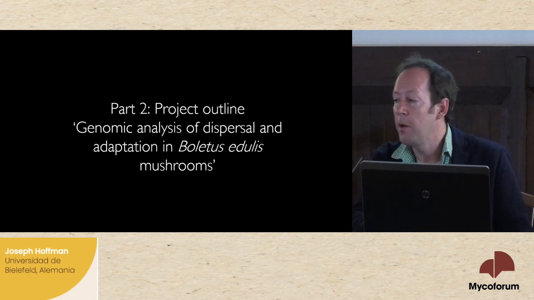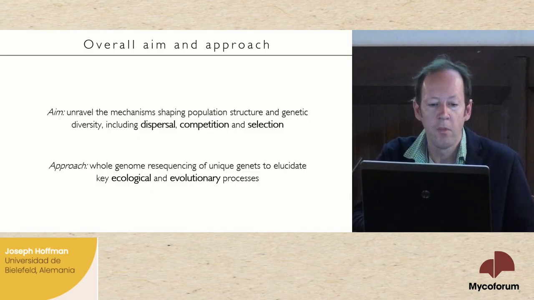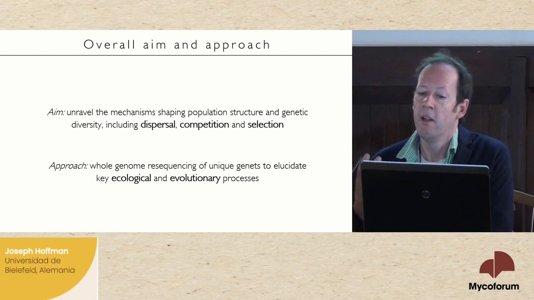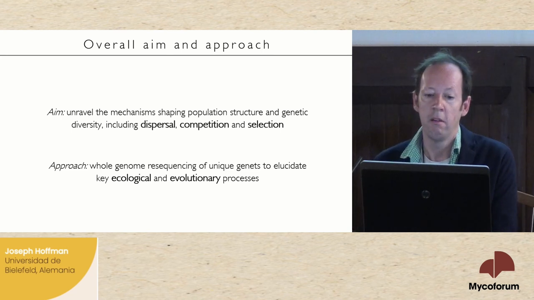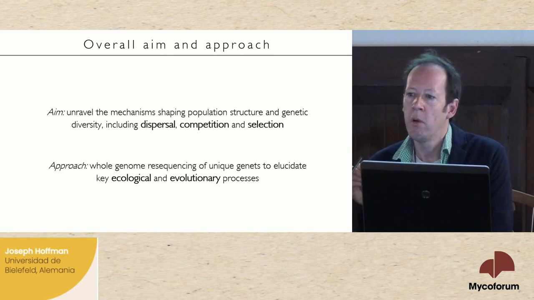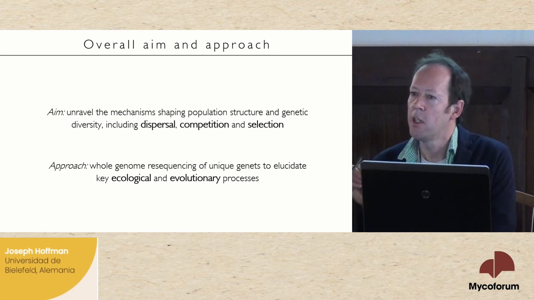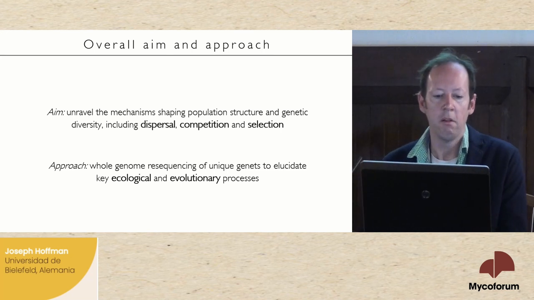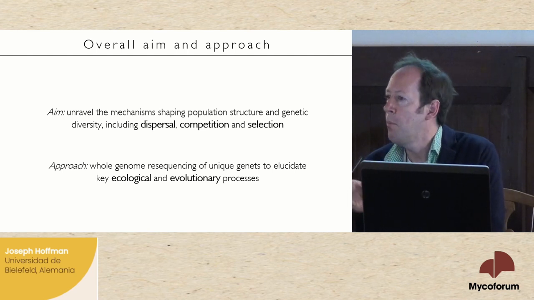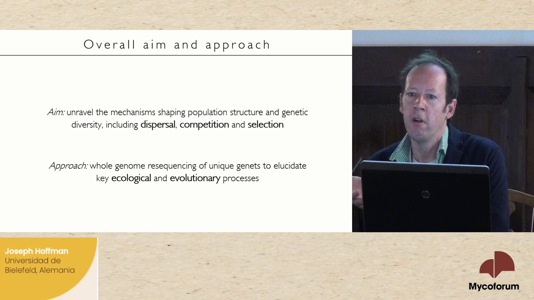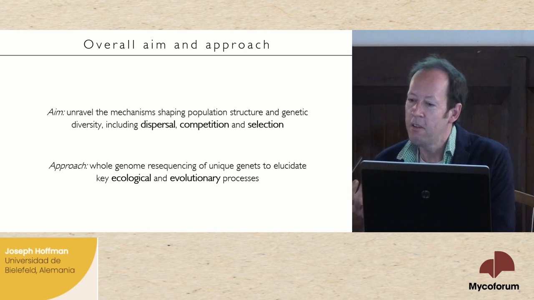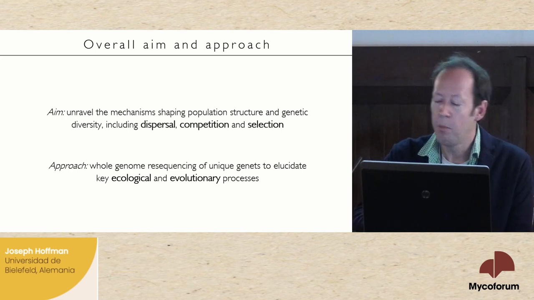So briefly, I will describe the project that we've recently had funded. The aim of the project is to shed light on the population structure and the genetic diversity of Boletus edulis. Specifically, we want to better understand the processes of dispersal, and we want to understand how competition and natural selection shape maturing populations. Our approach is to sequence whole genomes of entire populations of mushrooms that have been followed systematically over many years. And we hope thereby to elucidate some key ecological and evolutionary processes.